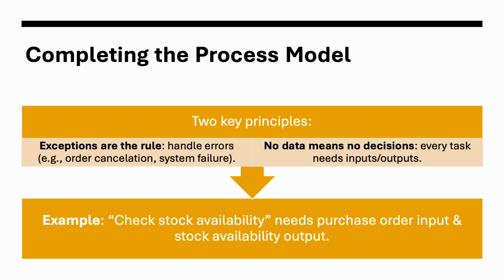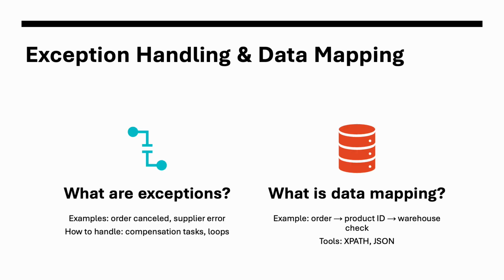Every task needs to know what information it's using and what it's producing. For example, if we check stock levels, we need to know which product we're checking and where the result goes. Without these details, the system can't make decisions or hand tasks off to the next step. Now, let's take a closer look at exception handling and data mapping.